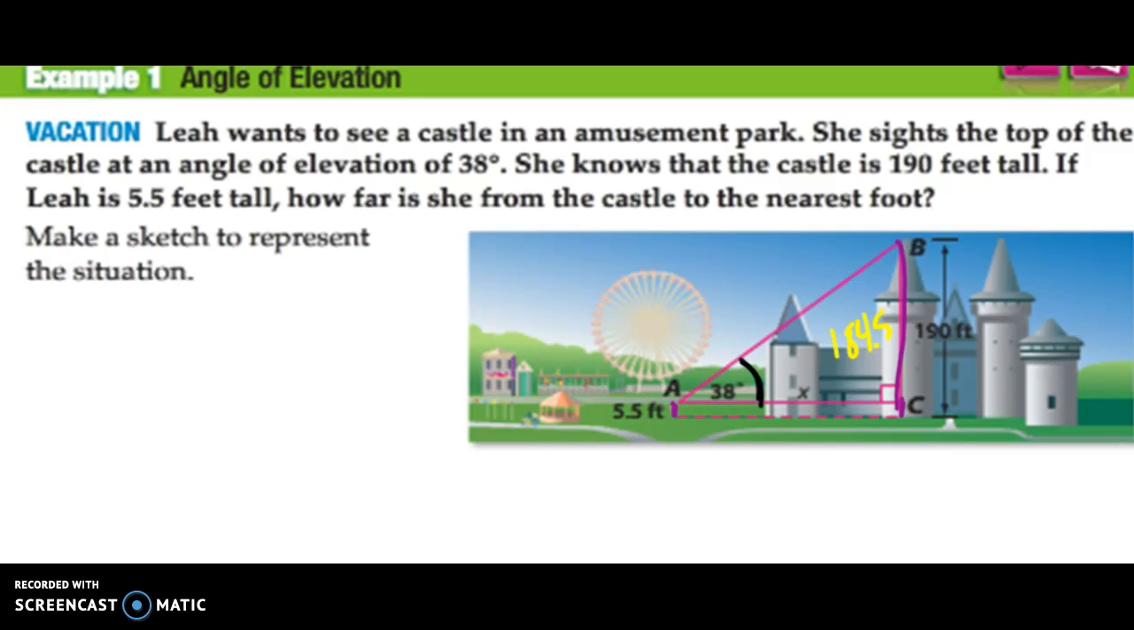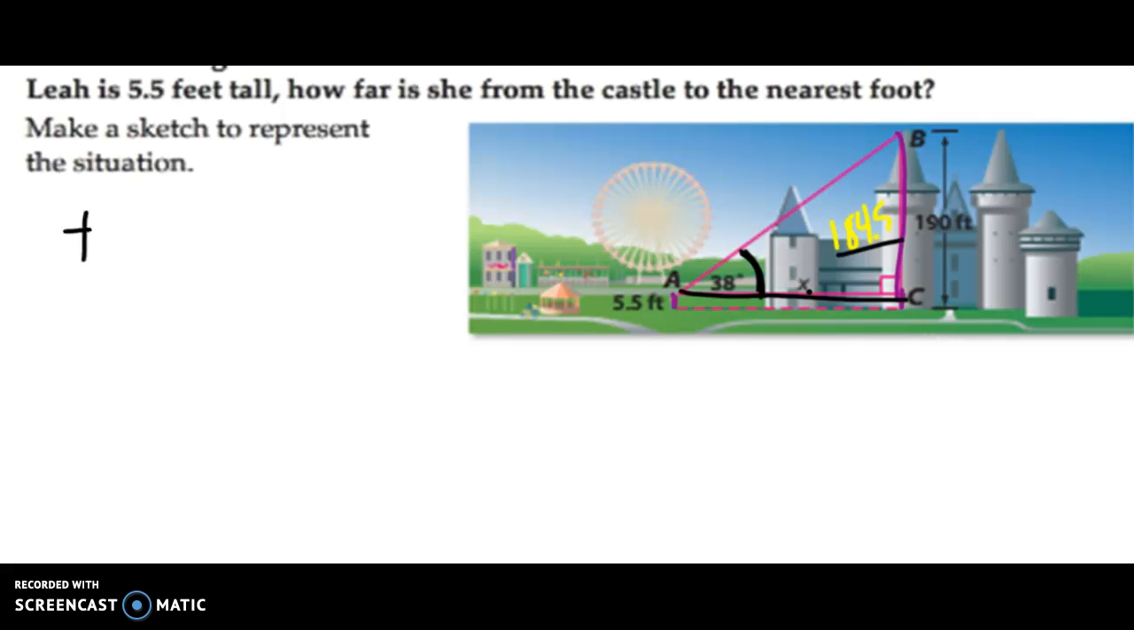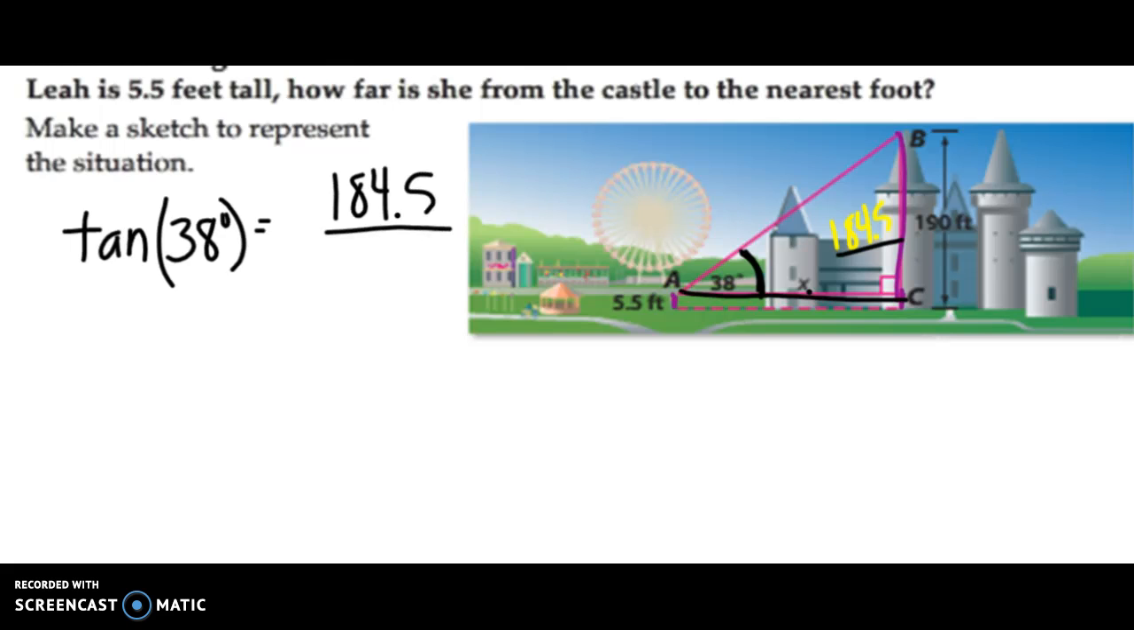Okay? So now that I know that, and I know the angle of elevation is 38, I can use that to see how far she is from the castle to the nearest foot. And that's going to be this side right here. So I see I have an angle. I know the opposite side, but I'm looking for the adjacent side. So we have to remember which one of my trig ratios was opposite over adjacent. Well, that would be tangent. So we can fill in our numbers. Tangent of 38 degrees is going to be equal to 184.5. Remember, we got that as the 190 minus the 5.5, over x.